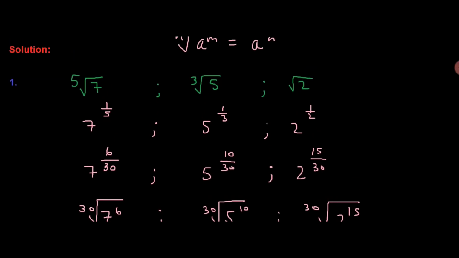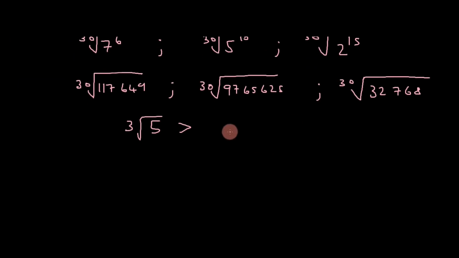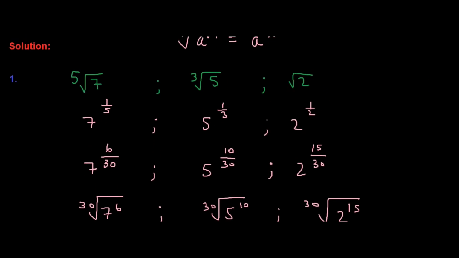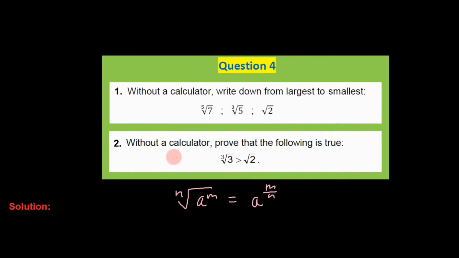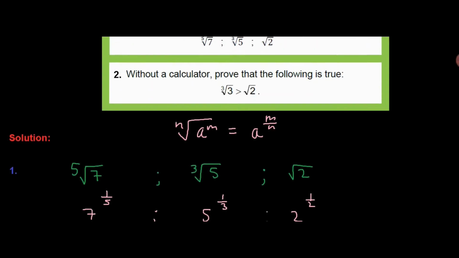117,649. And that came from the fifth root of 7. And then the smallest one will be this number here, 32,768. And it came from the square root of 2. So the cube root of 5 is greater than the fifth root of 7, which is greater than the square root of 2. So looking at the second question here, it says, without a calculator, prove that the following is true, that the cube root of 3 is greater than the square root of 2.